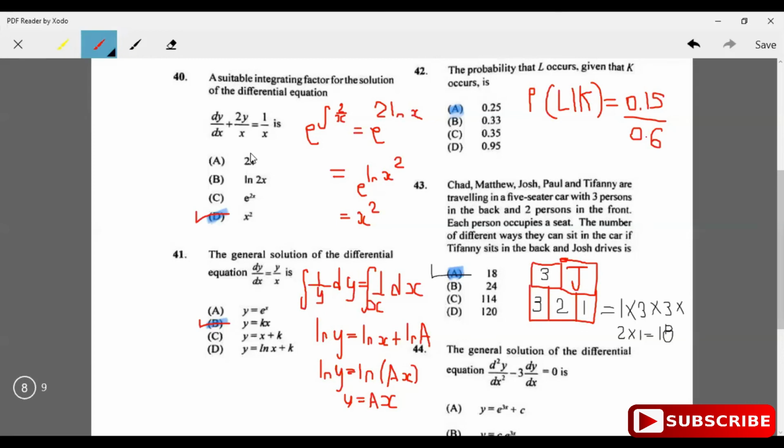Easy question. Josh has to drive and Tiffany has to sit in the back. So it's only 3 right here because Tiffany cannot sit right here. Tiffany and Josh don't like to sit side by side, so Tiffany cannot go right here. Tiffany is not going to sit beside Josh. All right, so that's option A.